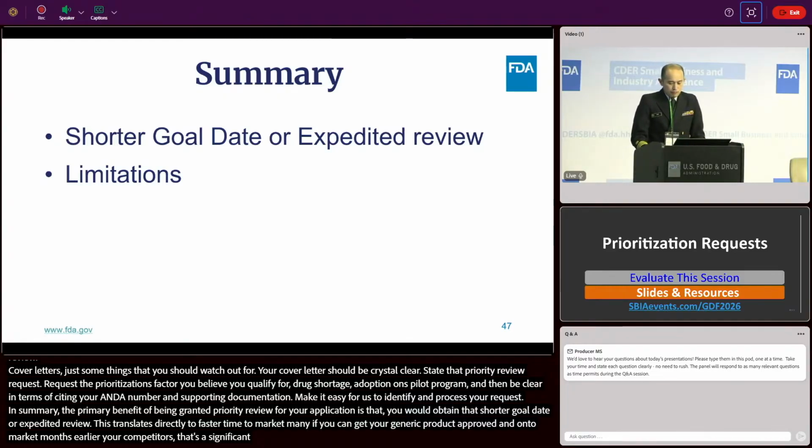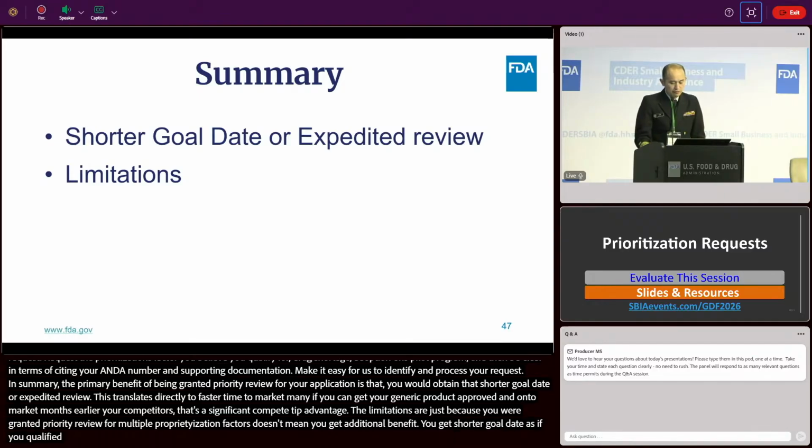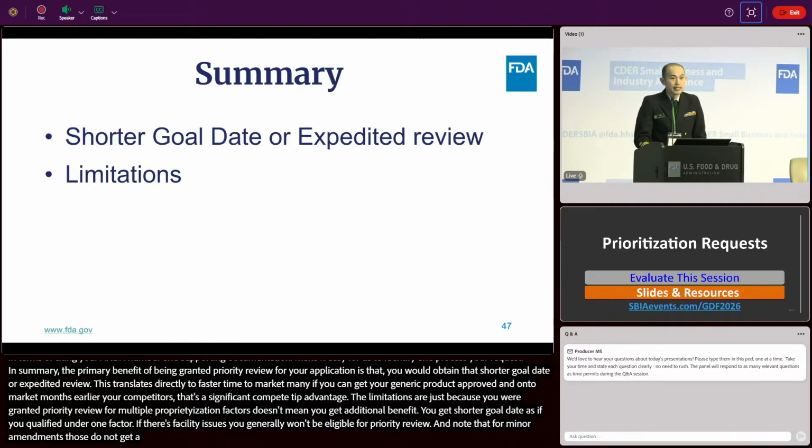Some of the limitations that I just want to summarize are, just because you are granted priority review for multiple prioritization factors doesn't mean you get an additional benefit; you get the same priority review or same shorter goal date as if you qualified under just one factor. Now, if there are, as I mentioned, facility issues, you generally won't be eligible for priority review. And note that minor amendments do not get a shorter goal date, but will qualify for an expedited review.